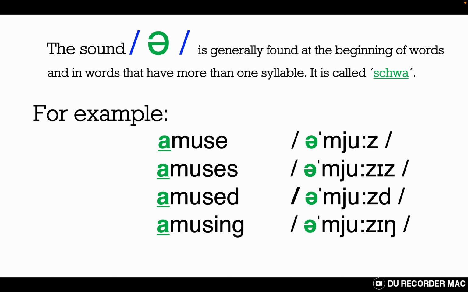Also we have a verb. The first verb is amuse, amuses, amused, amusing. So let's repeat after me. Amuse, amuses, amused, amusing. Let's continue.